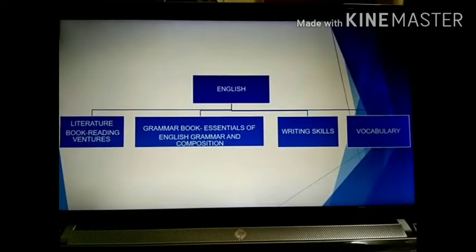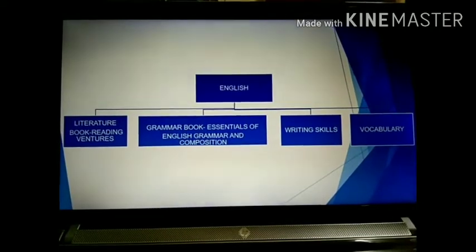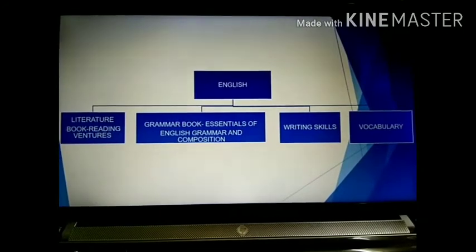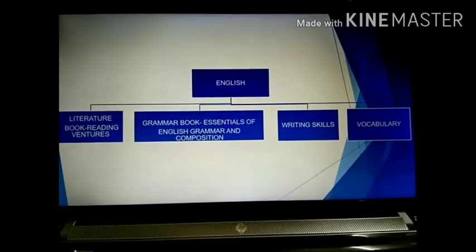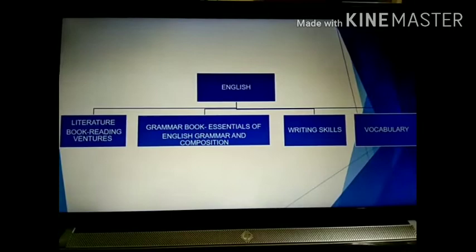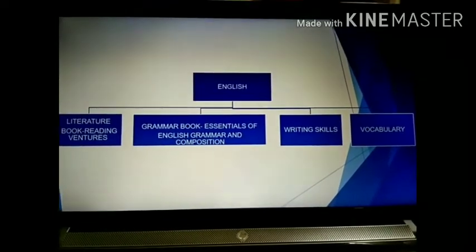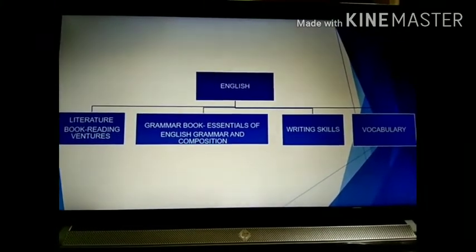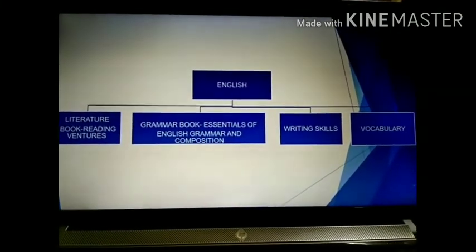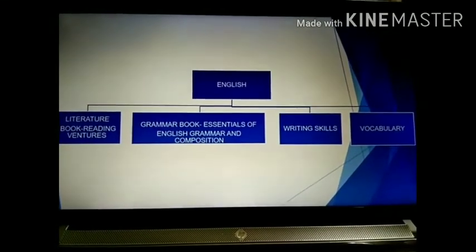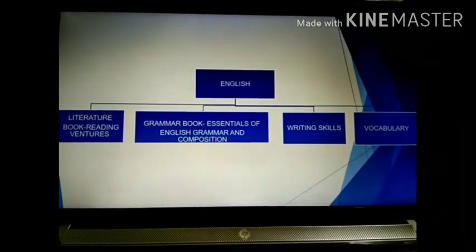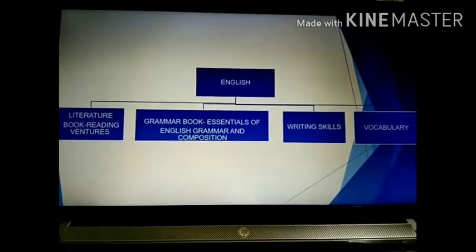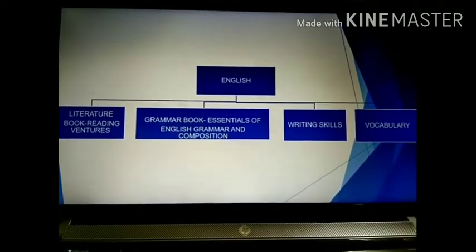Now, let us talk about grammar. Grammar is basically the rule of a language. It is also known as the backbone of English. We will be discovering different topics such as the sentence, noun, adjectives, articles, pronouns, etc. The book which we will be following is Essentials of Grammar and Composition by Sultan Chand.